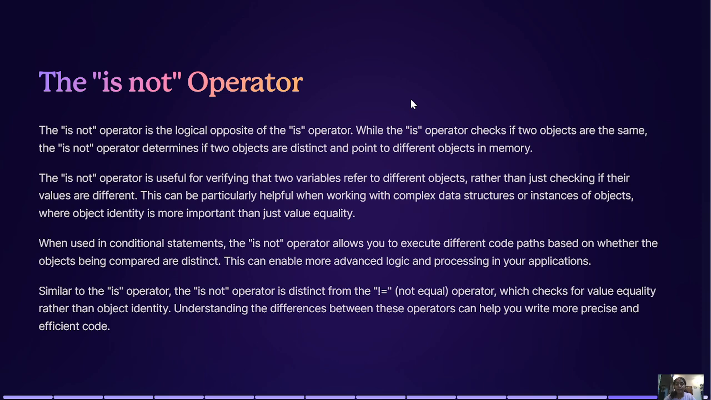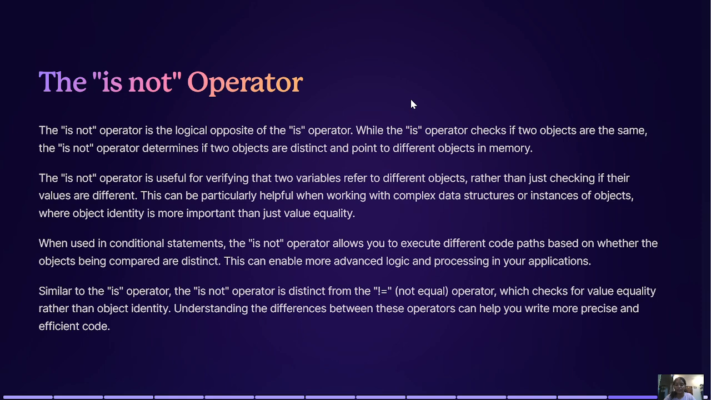This can be particularly helpful when working with complex data structures or instances of objects where object identity is more important than just value equality. When used in conditional statements, the is not operator allows you to execute different code paths based on whether the objects being compared are distinct. This can enable more advanced logic and processing in your applications.